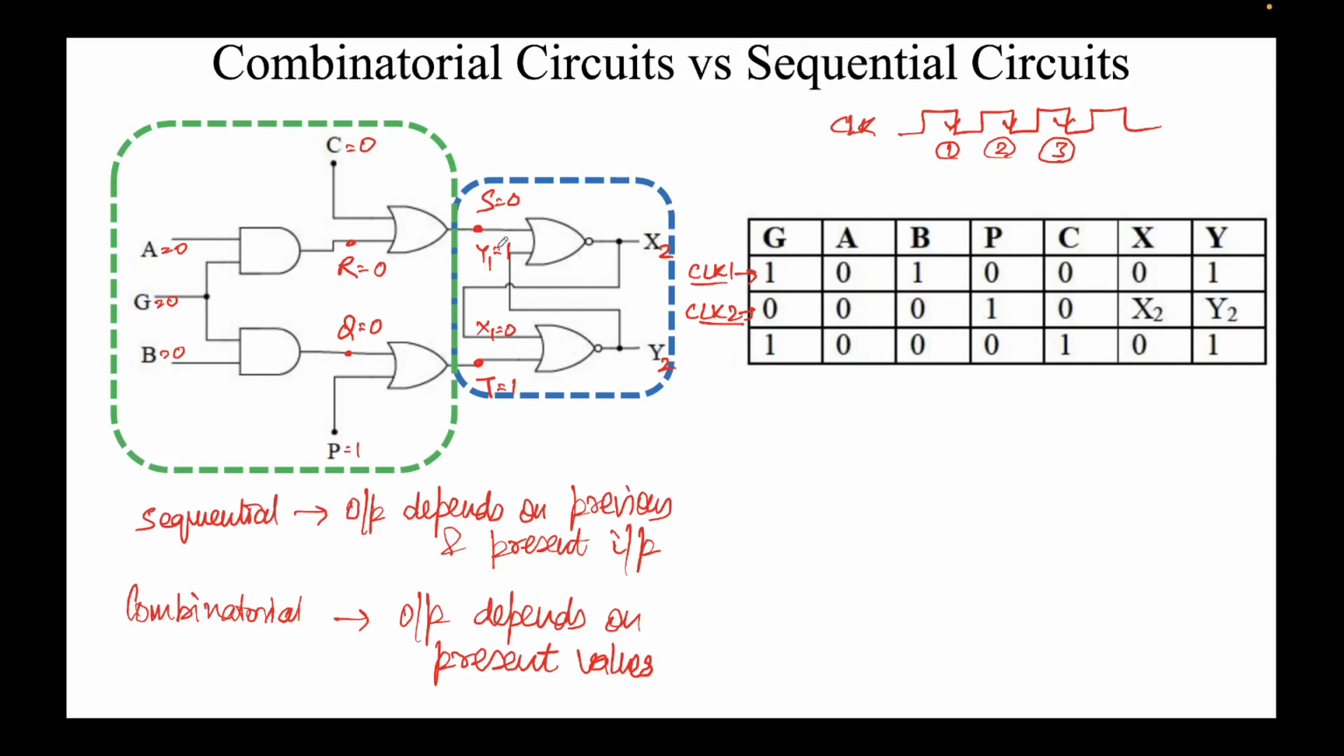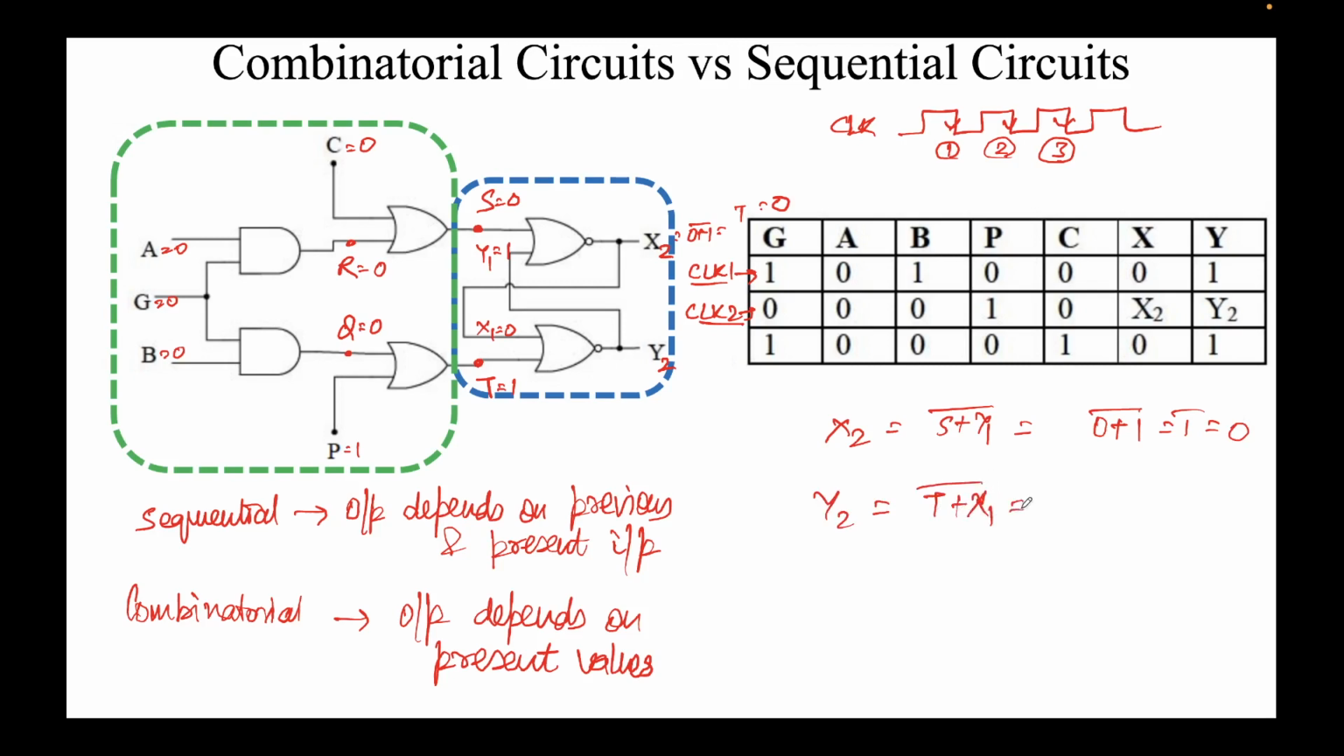So X2 will come out to be, this is a NOR gate. So it will be 0 plus 1 whole bar, which is 1 bar. So I am solving X2 here. X2 will be S plus Y1 whole bar. The value of S is 0. Y1 is 1, so that will be 1 bar. This will be 0. Similarly, if I try to solve Y2, this will be T XOR X1, right?